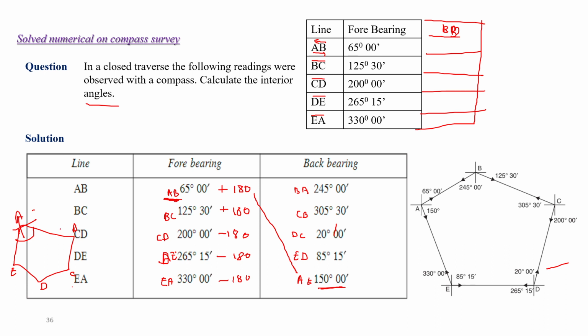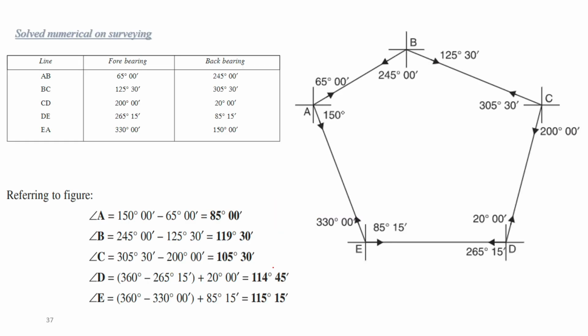For angle B, we have to find out angle BA and BC. This is the BC angle and this is the BA angle. Okay, when we subtract these two values, we will get internal angle B. This is internal angle A. This is internal angle C. Similarly, this is internal angle D. This is internal angle E. Okay, so this is our answer.